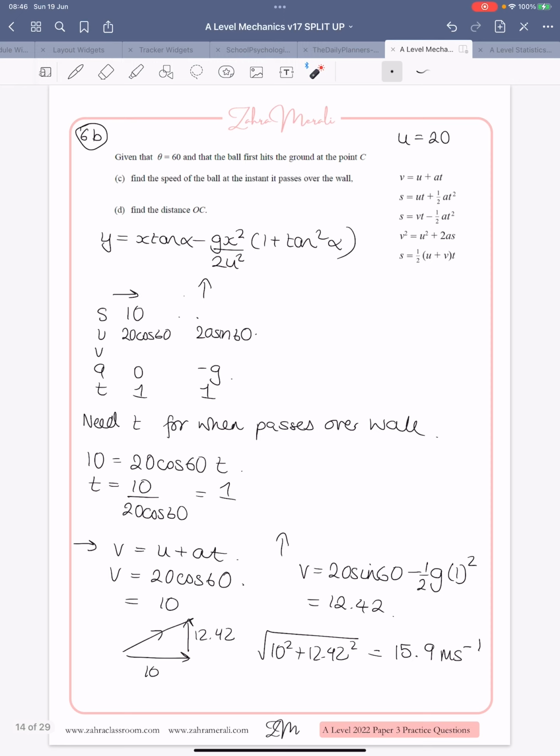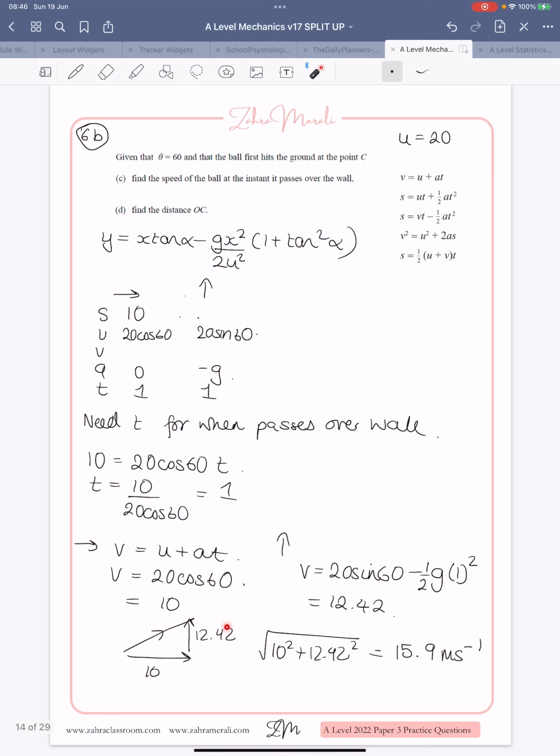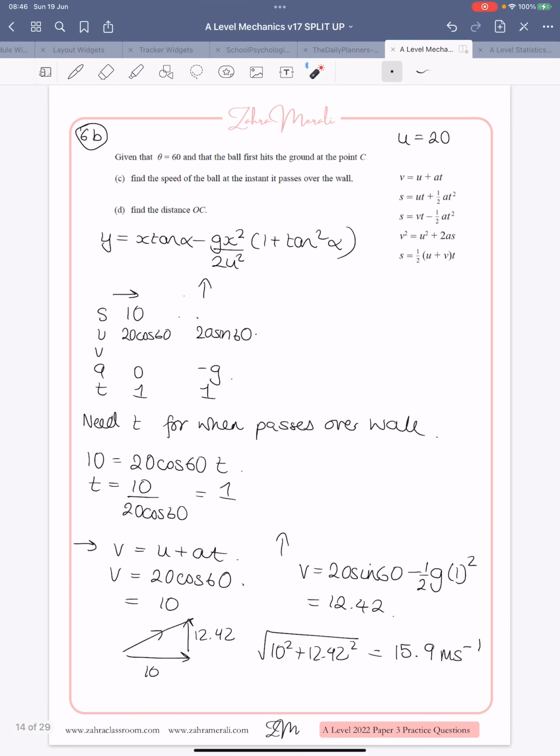So what we're going to do is substitute that into s equals ut plus a half at squared. Now remember, u is 20 cos 60 here. We're trying to find t, and because a is 0, all of this disappears. So we get 10 equals 20 cos 60, so t equals 1. We then find, using v equals u plus at, the horizontal speed and the vertical velocity, the components of both, which we find out here. And then we have to use Pythagoras to give us a speed, because each of those will only give us the velocity in that direction.